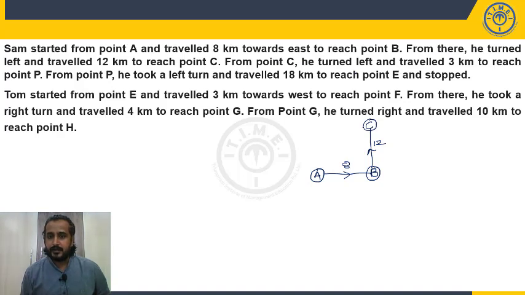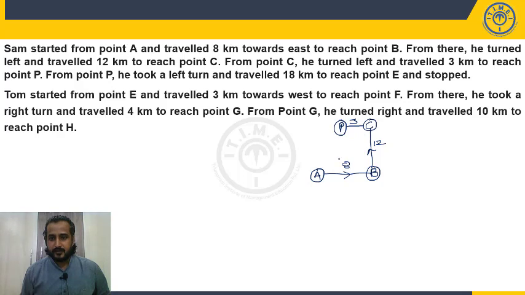When it is 3 kilometers, definitely it won't cross the point A. So it will be here only. So turn left and travel 3 kilometers to reach point P. So it is point P and it is 3 kilometers. From P, he took a left turn and traveled 18 kilometers.